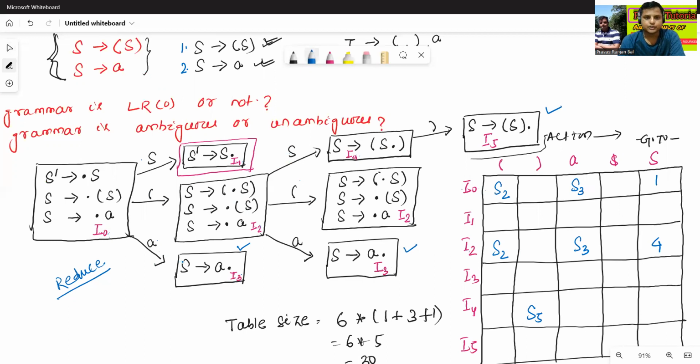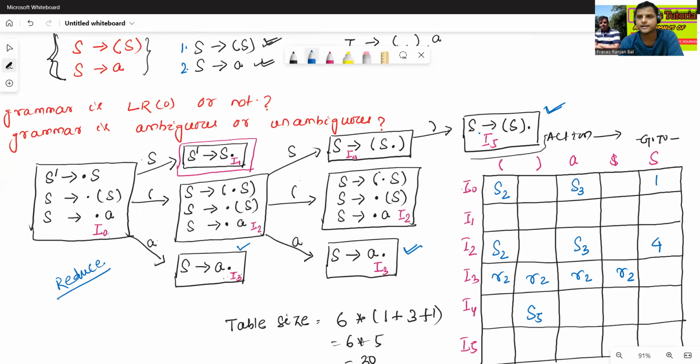In the I3 state, there is one reduce action. What is the number? S to A dot, the number is R2. In the I3 state, this is R2, R2, R2, R2. Okay, this reduce action is clear. In the I3 state, this is a reduce action, R2, so it is already done and no need to write it again.